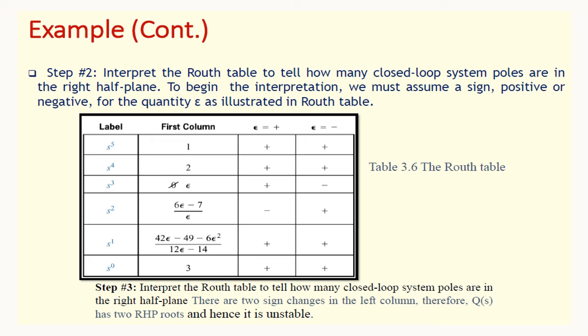Interpret the Routh table to tell how many closed loop system poles are in the right half plane. To begin the interpretation, we must assume a sign, positive or negative, for the quantity epsilon as illustrated in the Routh table.